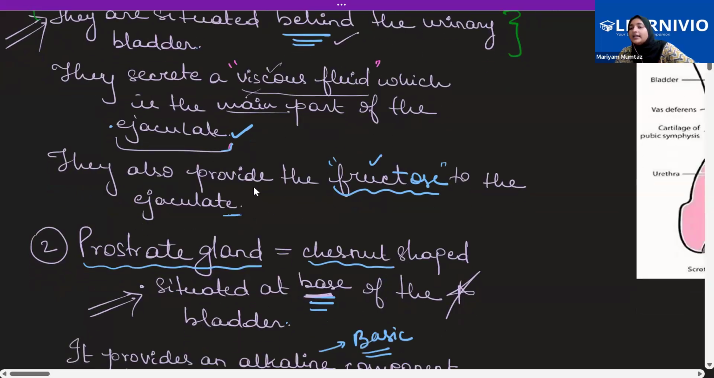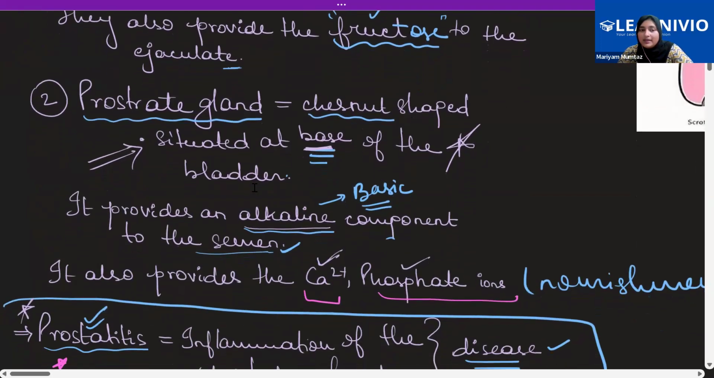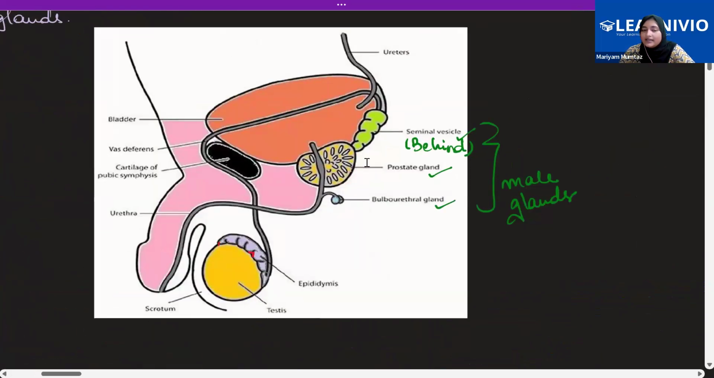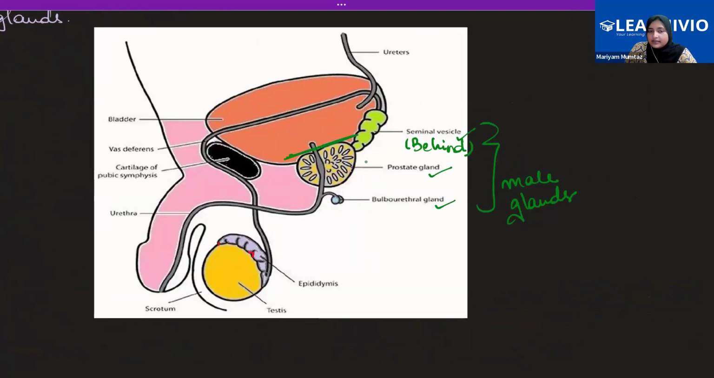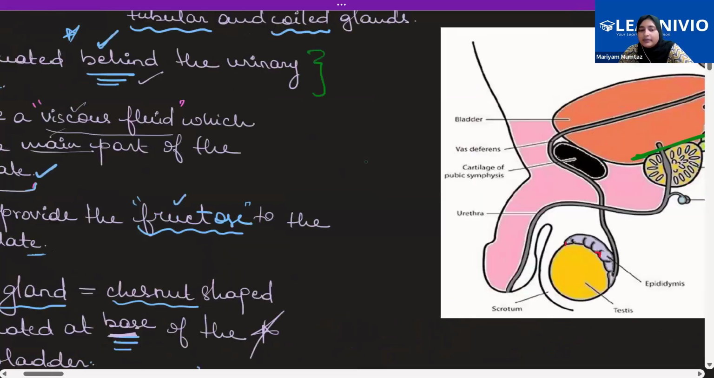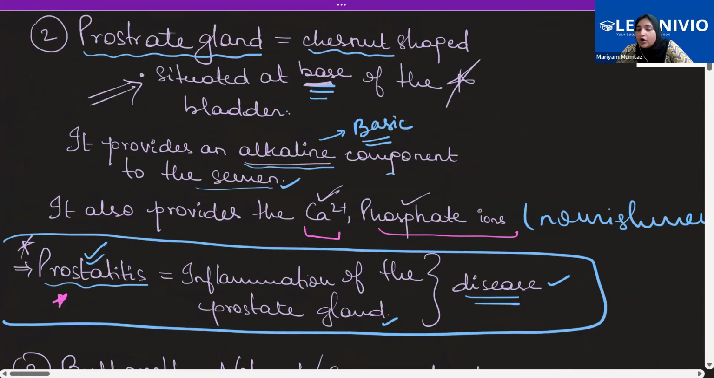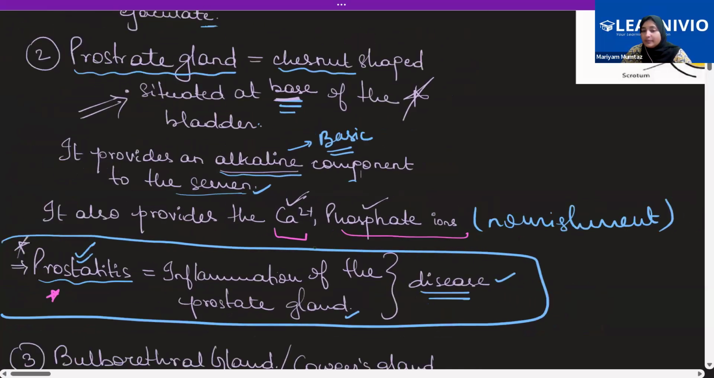The second accessory gland of human males is the prostate gland. This gland is a chestnut-shaped gland which is situated at the base of the bladder, not behind the bladder, at the base. Understood? So this is present at the base, and it is a chestnut-shaped gland. What does it do? It provides an alkaline, which is a basic component, to the semen, not acidic in nature, basic in nature. Apart from that, it provides calcium ions and phosphate ions for the nourishment of the sperm.